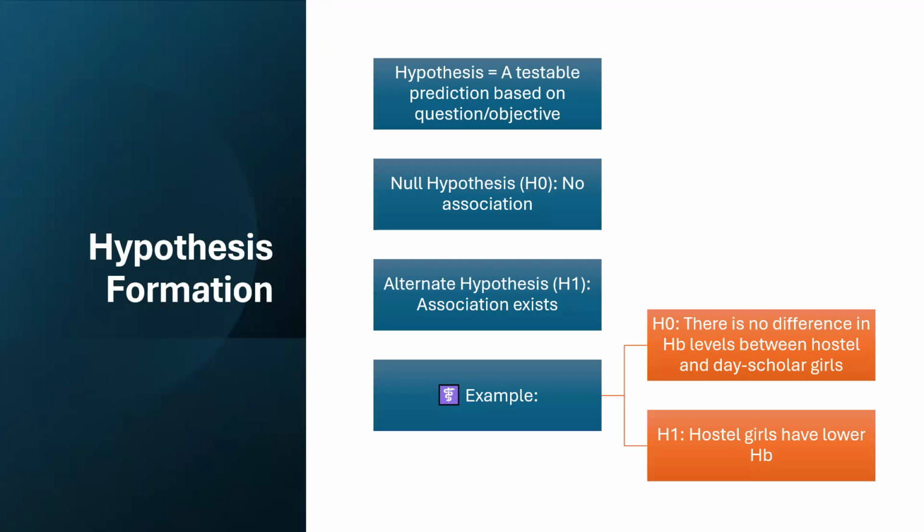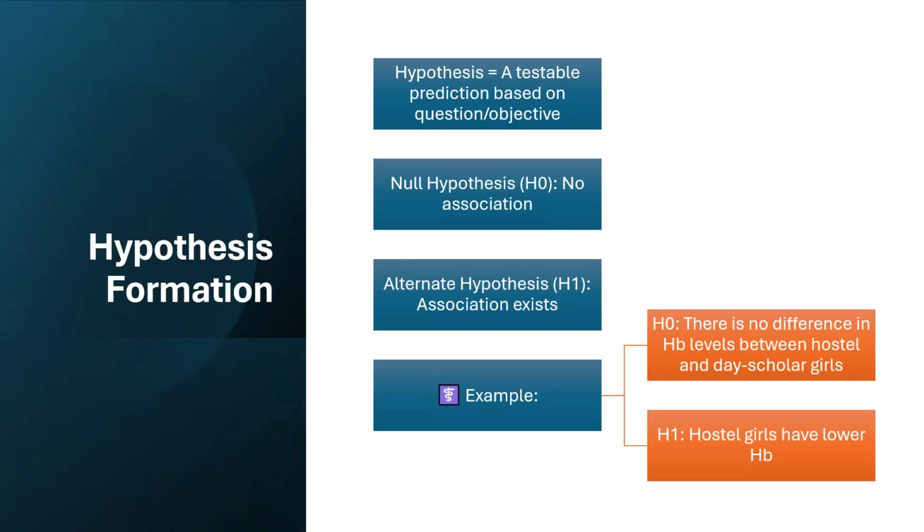If you look at the hypothesis, there are normally two types of hypotheses. One is called the null hypothesis, in which we say that there is no association between the variables, and the second one is the alternative hypothesis. The null hypothesis is represented with H0, and the alternative hypothesis is abbreviated as H1. The alternative hypothesis says that an association exists.